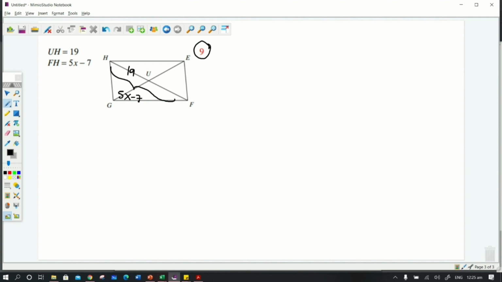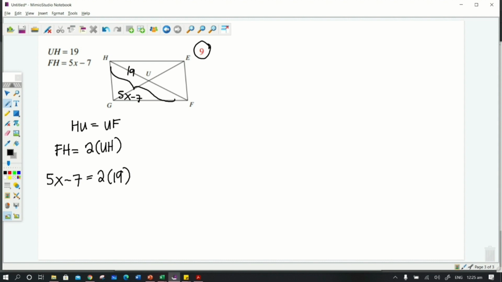If you still remember the property of parallelogram, diagonals bisect each other. So, we have HU is equal to UF. So, we can write it this way. That is FH is equal to twice the measure of UH. Okay? So, the measure of FH, 5x minus 7, is equal to 2 multiplied by 19.